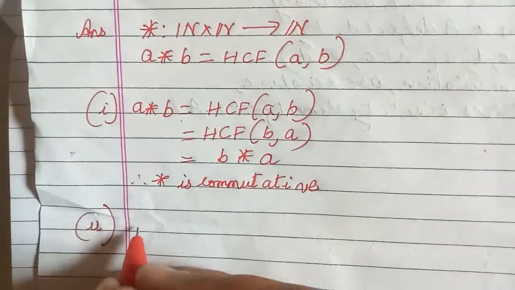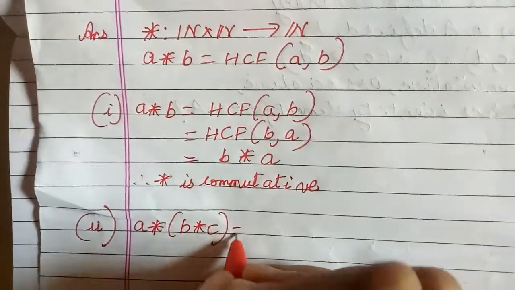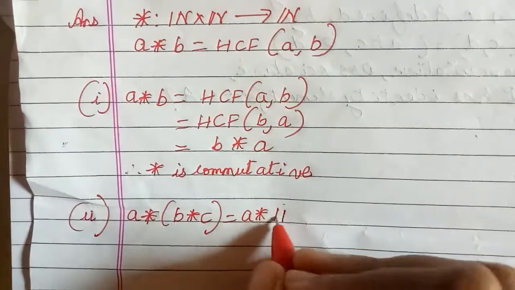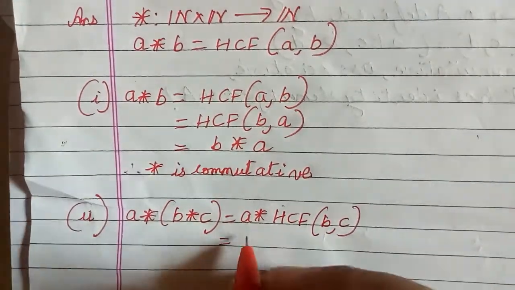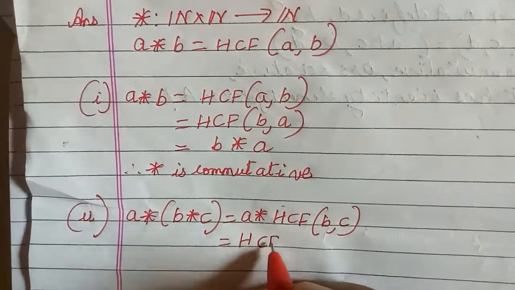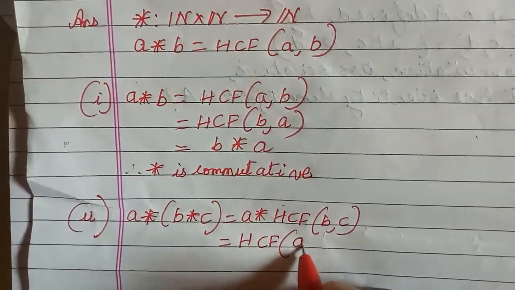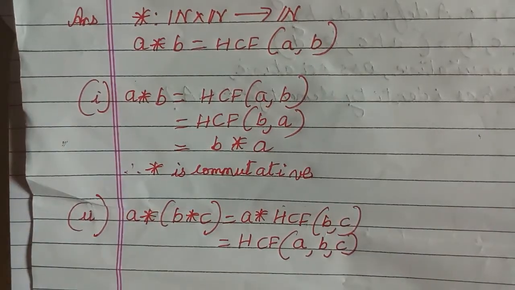Second one is associativity. A star B star C. Solve the bracket. So this is A star HCF of B and C. Again, if I simplify, it is again HCF of, so this will be an answer that you are going to take HCF with A. So it is actually finding HCF of A, B and C.